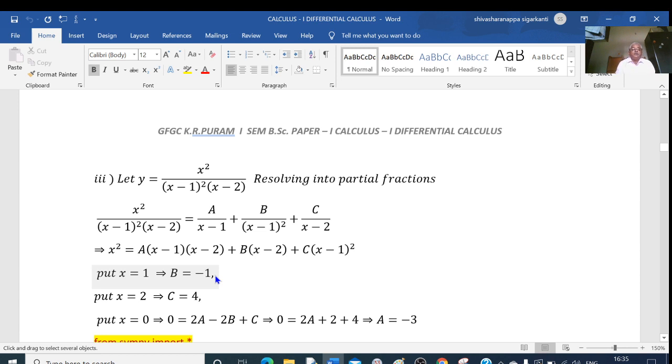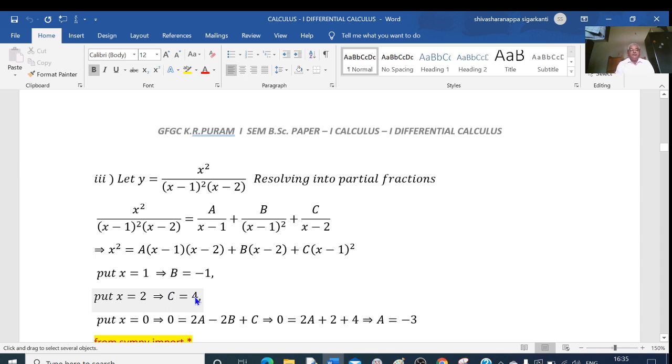Next I will put x equal to 2. If I put x equal to 2, this term becomes 0 because there is a term x minus 2. And this term also becomes 0. Left hand side 2 square is 4. Okay, this is our 4. What is on the right hand side? I am taking x equal to 2. 2 minus 1 is 1. 1 square is 1. 1 into c, that is c. On the right hand side c, on the left hand side 4. So I am getting c equal to 4.